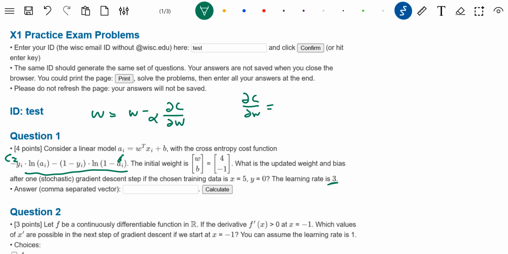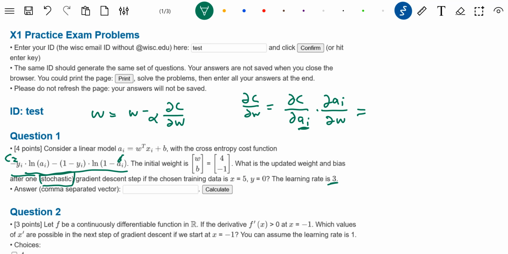Whenever we want to take a derivative, we always use the chain rule. So C is a function of A. Y is given, Y is a label. So we take derivative with respect to A. And here we are doing stochastic gradient descent, so we only care about AI without the sum. If we are doing batch gradient descent, we need the sum over I. But here we don't. And AI with respect to W. And each of them should be easy to differentiate.